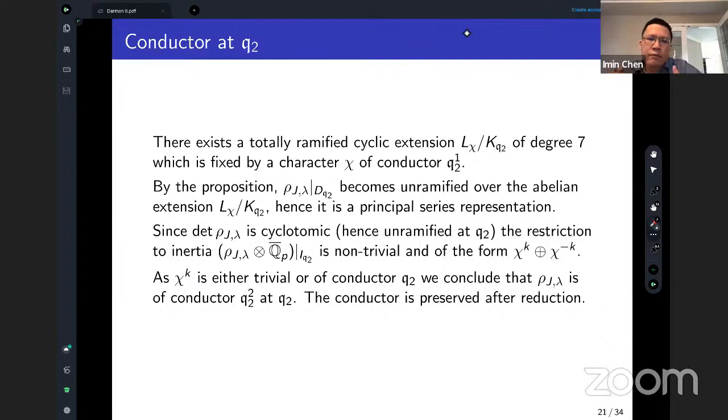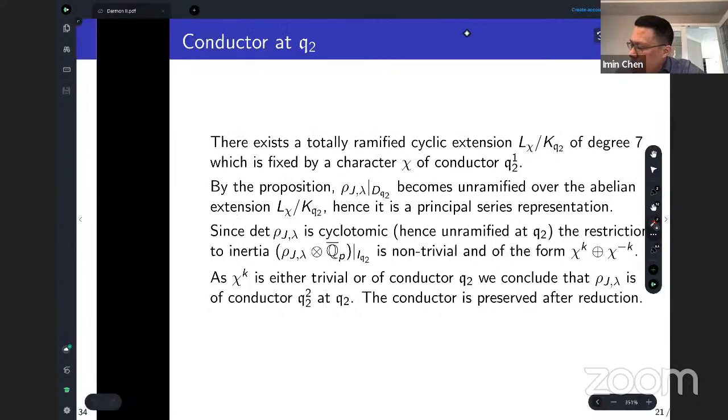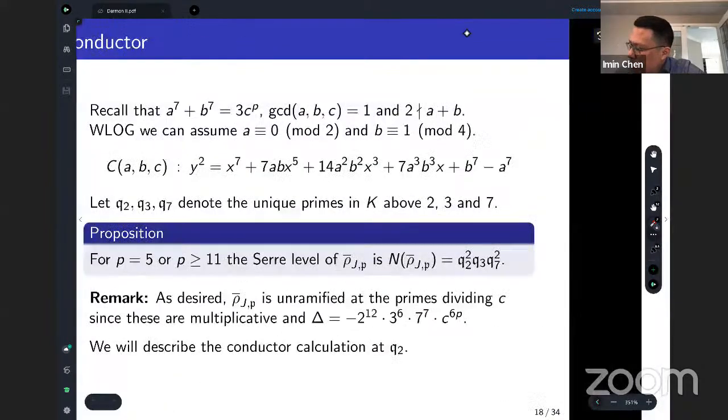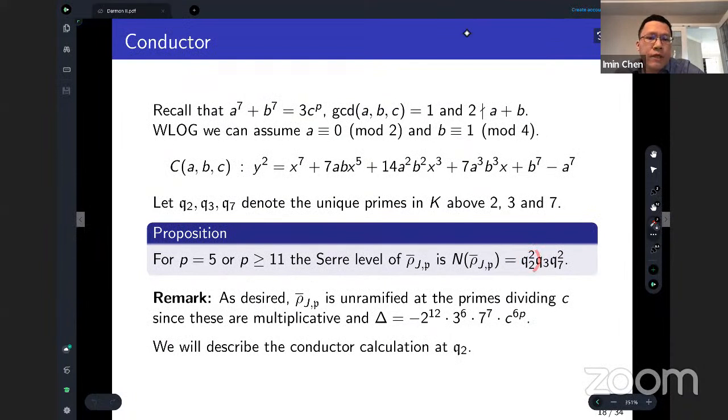Then, using the formulas for conductors of local types, we deduce that the conductor exponent of this lambda-adic representation is 2. Finally, the conductor is preserved after reduction. That allows us to compute, if I go back here, the Serre level of the residual representation, the mod P representation of J at the prime 2. We can proceed similarly for the other cases.